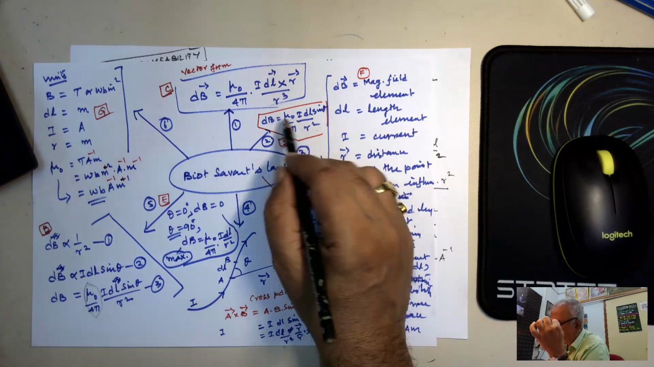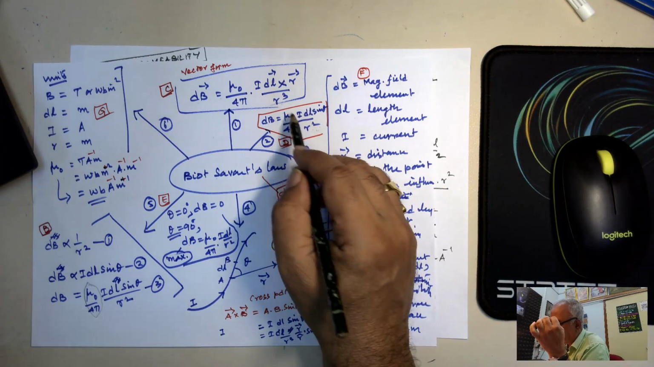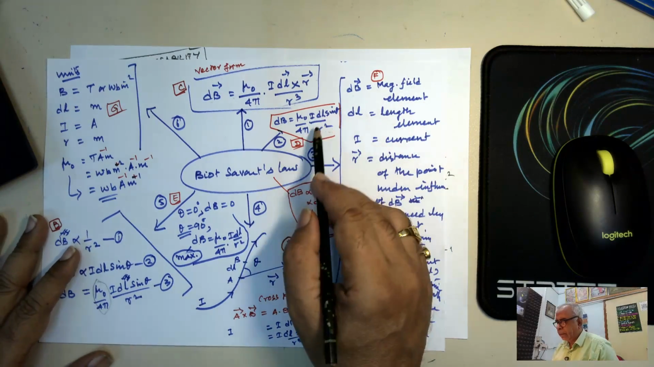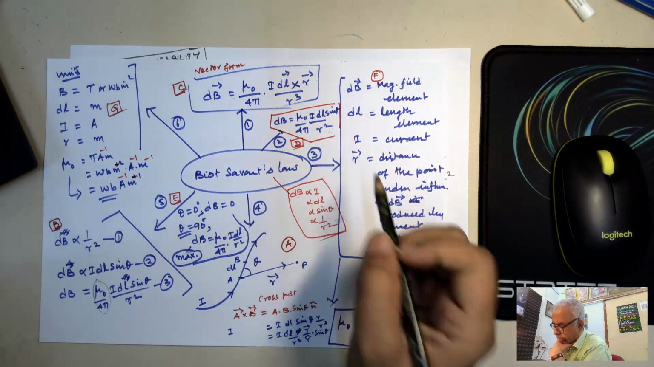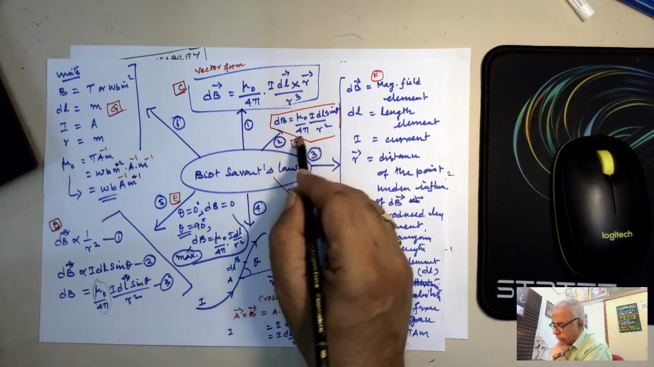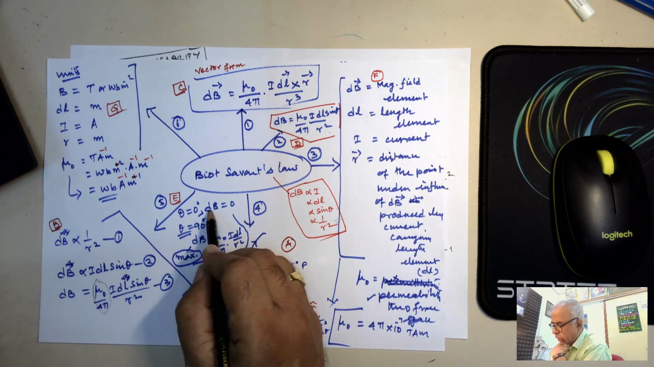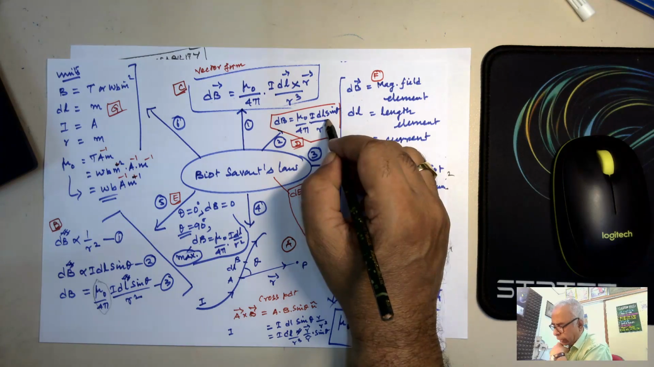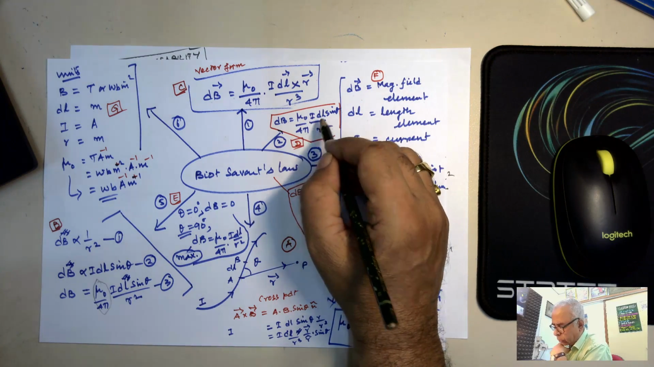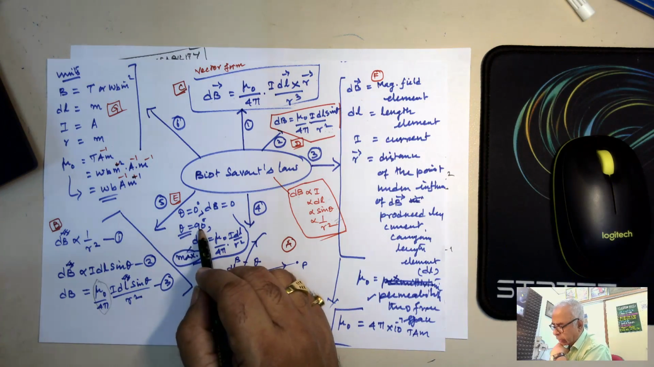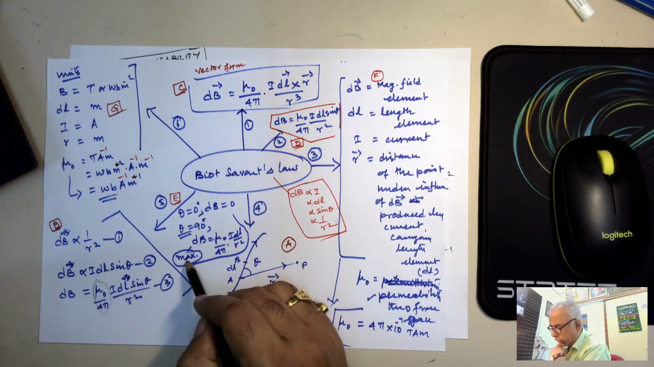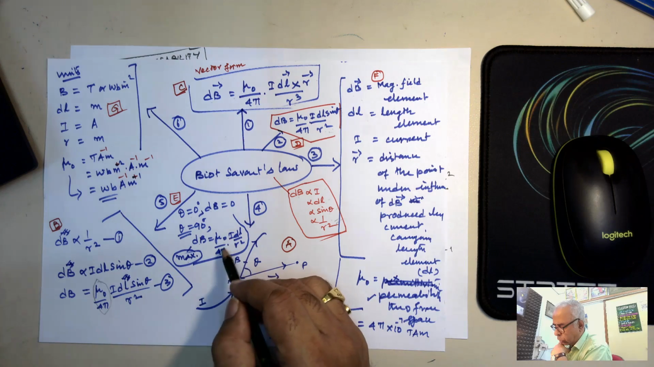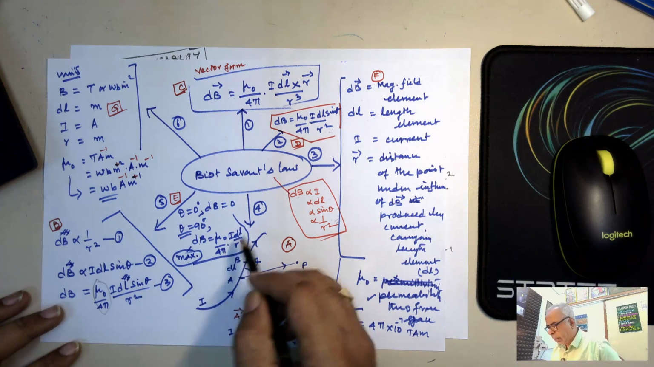Now the scalar equation is dB is equal to mu naught by 4 pi into I dl sine theta divided by r squared. Now, when this theta is equal to 0, dB is equal to 0, because sine 0 means there is no magnetic field. Therefore, dB is equal to 0. When theta is at 90 degrees, that is the maximum magnetic field, because sine 90 is 1. So dB is mu naught divided by 4 pi into I dl divided by r squared.